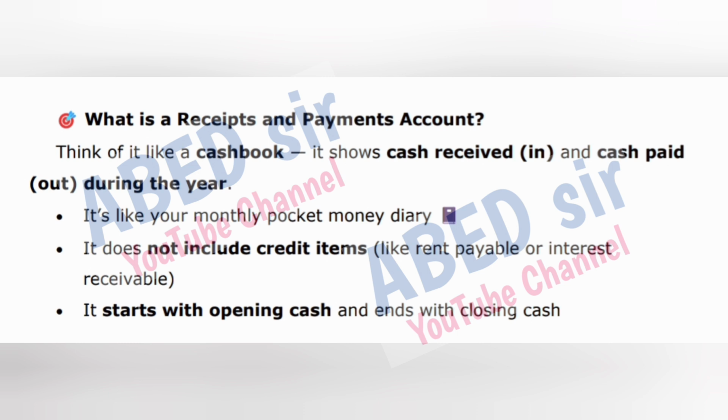Think of it like a cash book. It shows cash received in and cash paid out during the year. It's like your monthly pocket money diary. It does not include credit items like rent payable or interest receivable. It starts with opening cash and ends with closing cash.